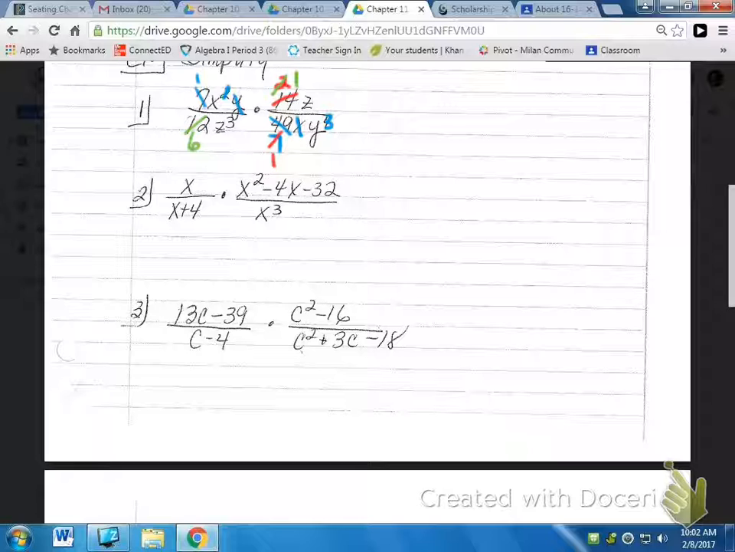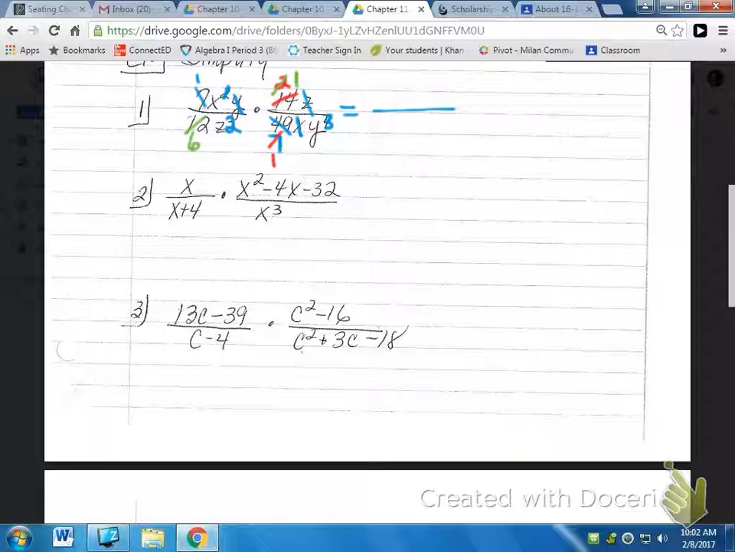All right, I'm going to switch back to blue because this is where I've been canceling the majority of it. And I've got a z on top and 3 z's on the bottom. So what am I going to cancel? 1. So this z is gone, and the z to the third becomes 2. Do you see what I'm talking about, how messy that is?